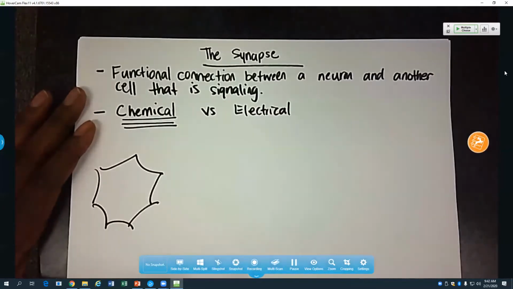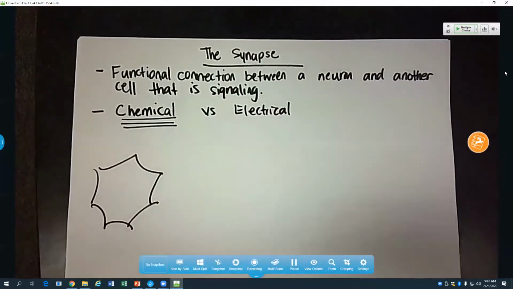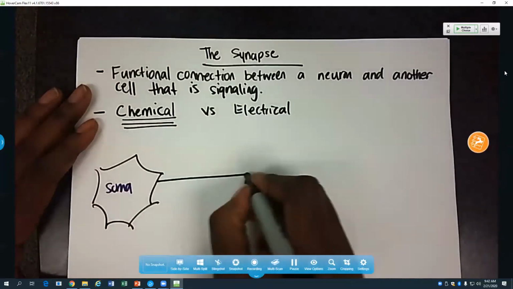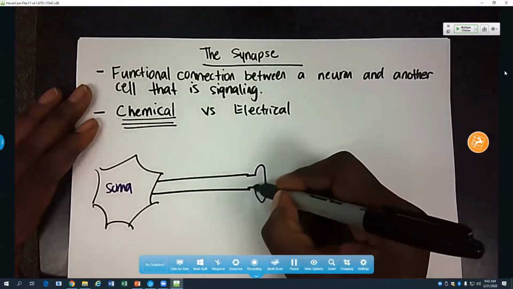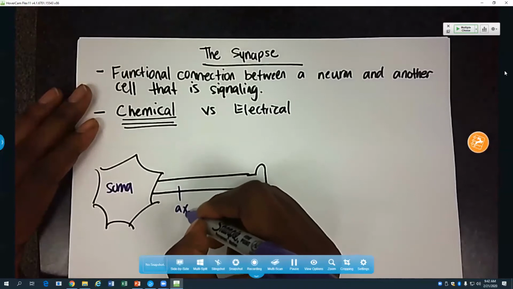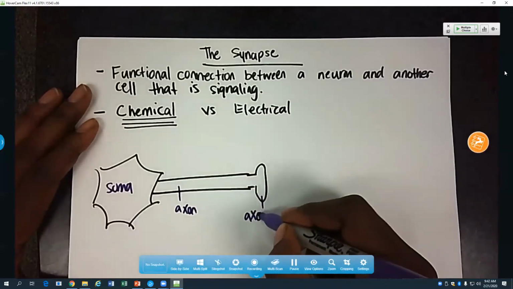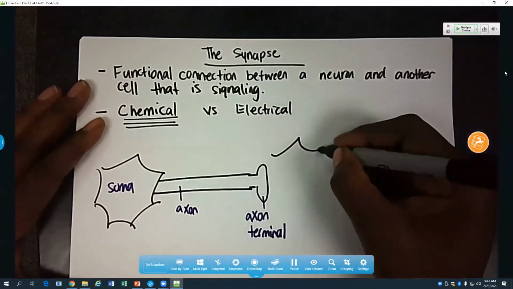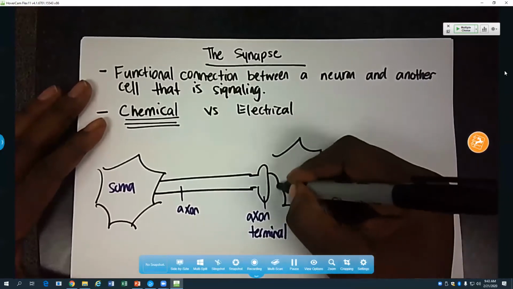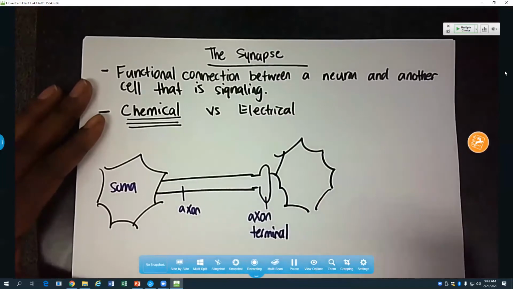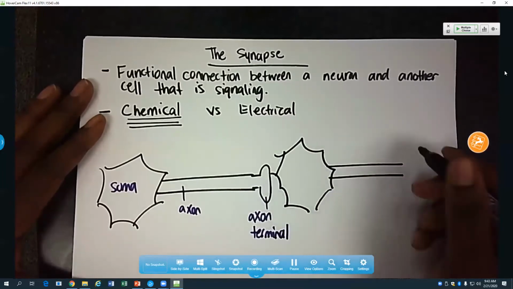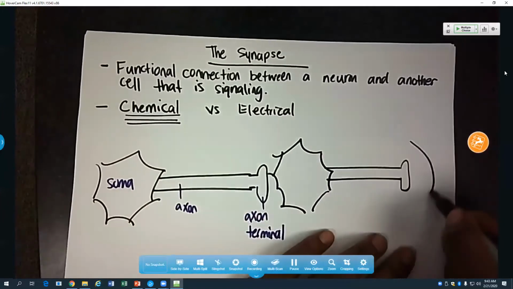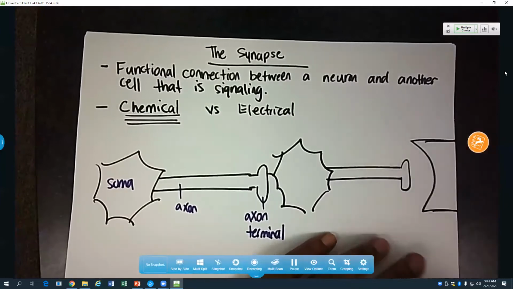So we've got the cell body of one neuron. So that's the soma here. We've got the axon of this neuron and the axon terminal. And then we have another neuron that is communicating here, and the axon of that second neuron. And then we've got some type of tissue in question.